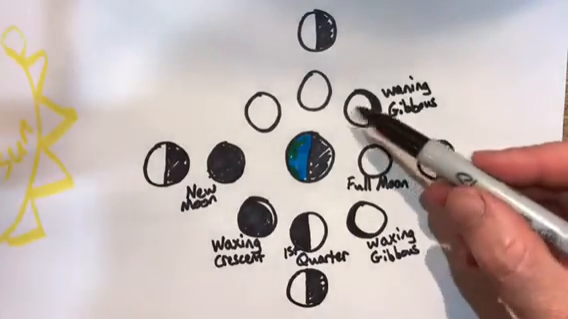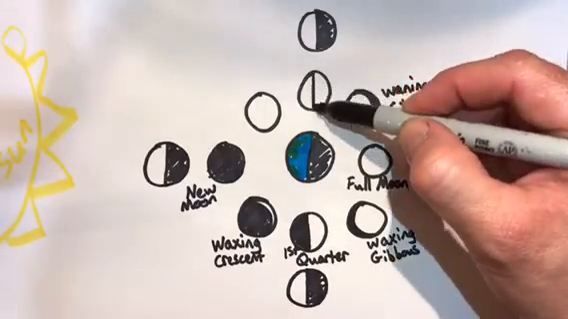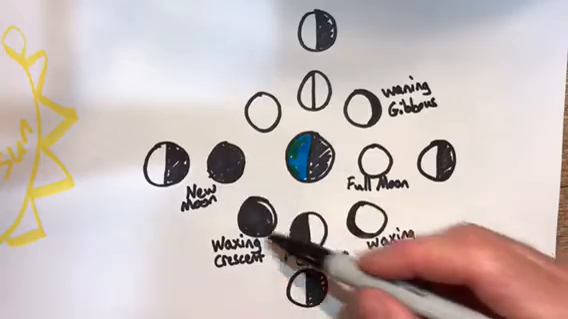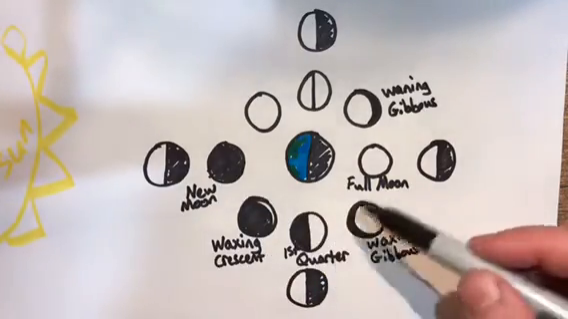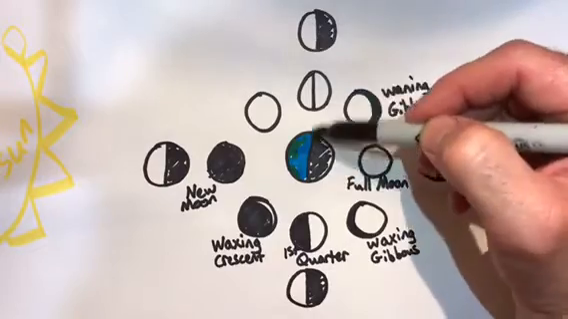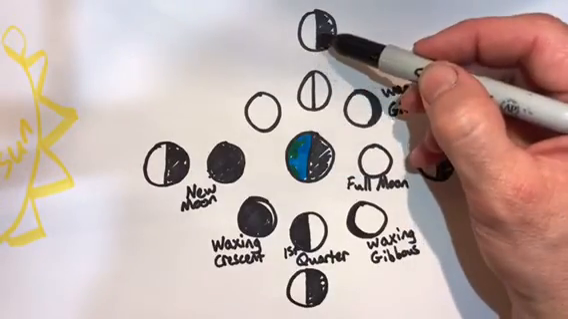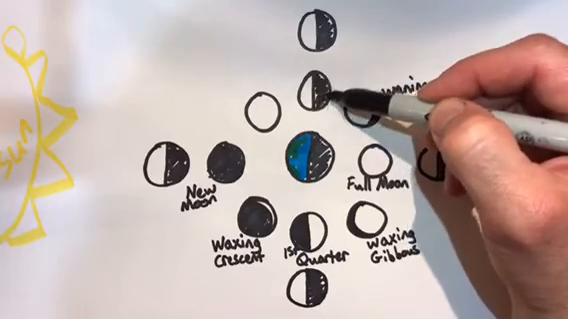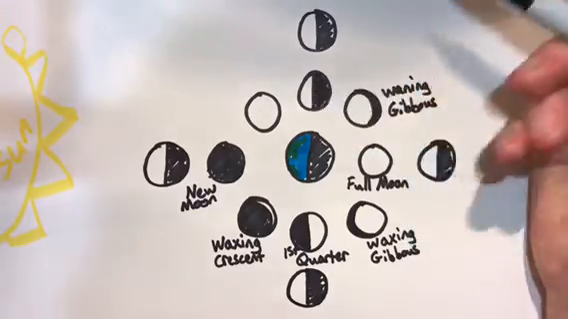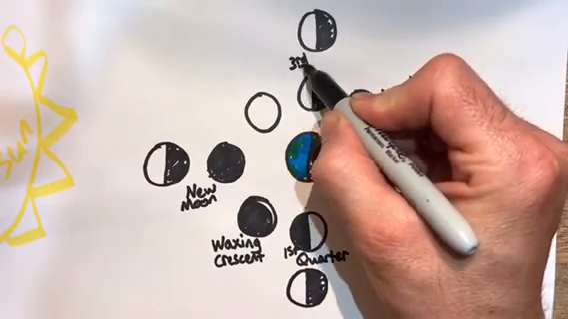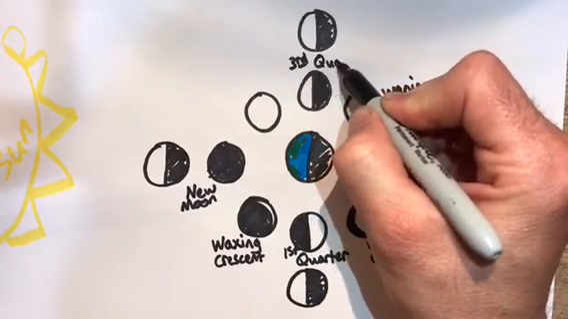As we move forward, once again, we're going to be opposite of the first quarter. So our first quarter had light on the right. Here we're going to have light on the left. And if you looked out at this moon here from here, you would see exactly that. This is known as a third quarter.